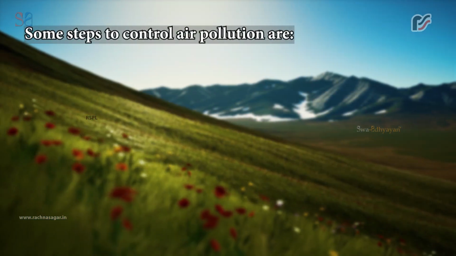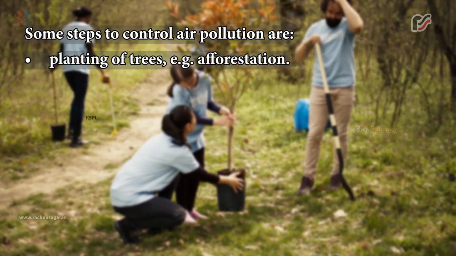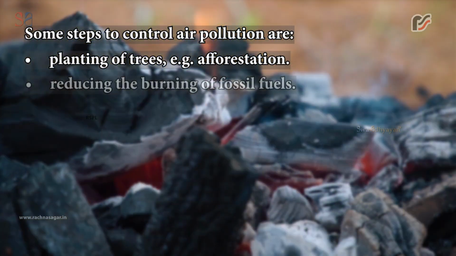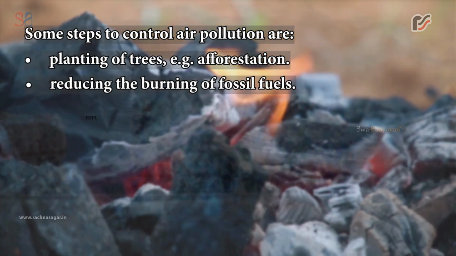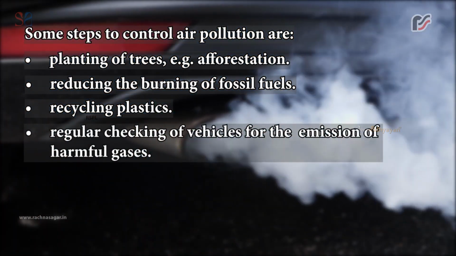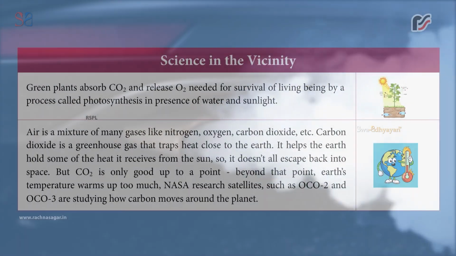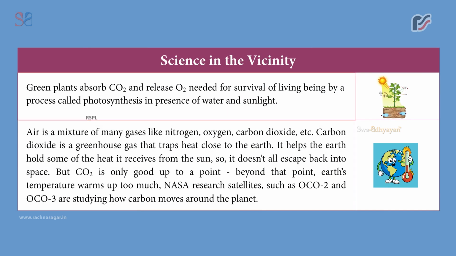Some steps to control air pollution are planting of trees, for example, afforestation, reducing the burning of fossil fuels, recycling plastics, and regular checking of vehicles for the emission of harmful gases. Vital signs. Green plants absorb CO2 and release O2 needed for survival of living beings by a process called photosynthesis in presence of water and sunlight.